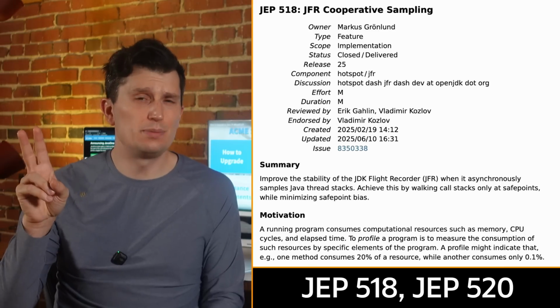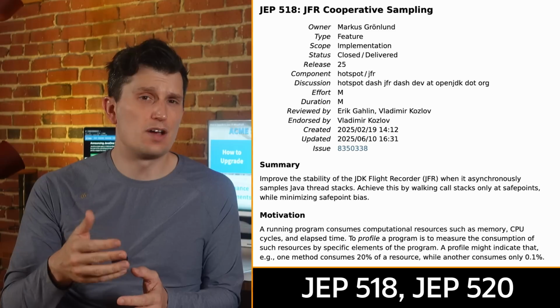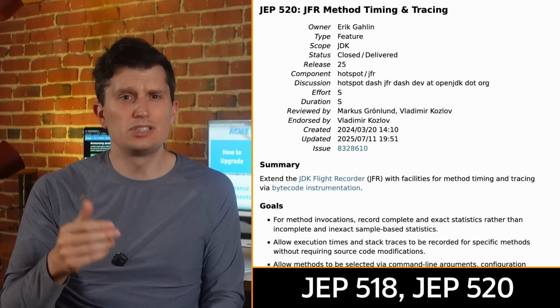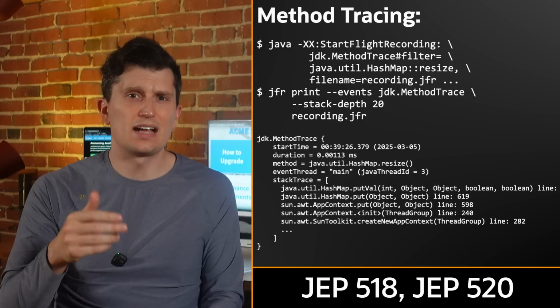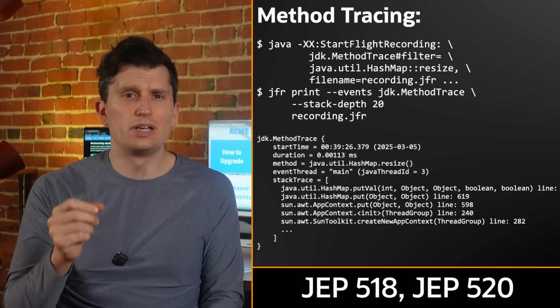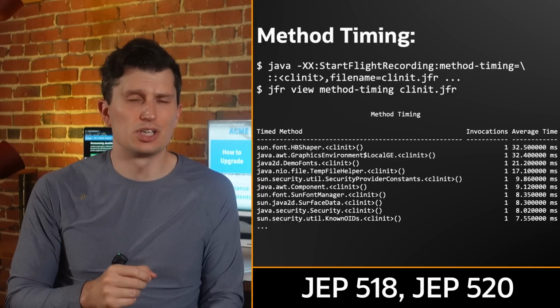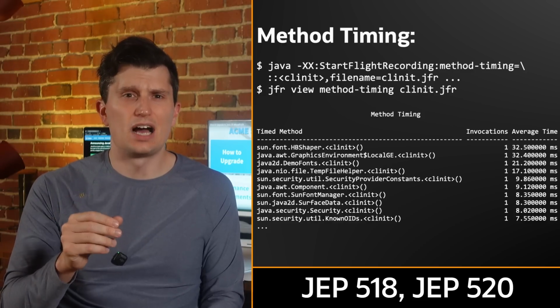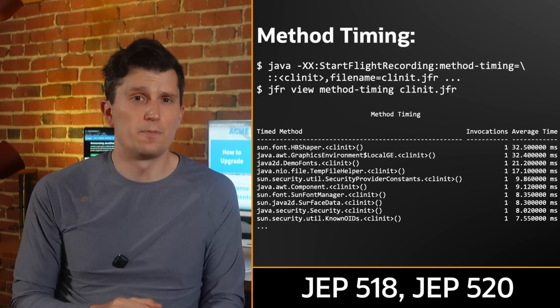JFR got two major updates in JDK 25 with JEPs 518 and 520. JEP 518 improves JFR's ability by redesigning its thread stack sampling mechanism. JEP 520 improves JFR's ability to time and trace method execution. This works via JFR's events and configuring the methods to be timed or traced, like in this example.